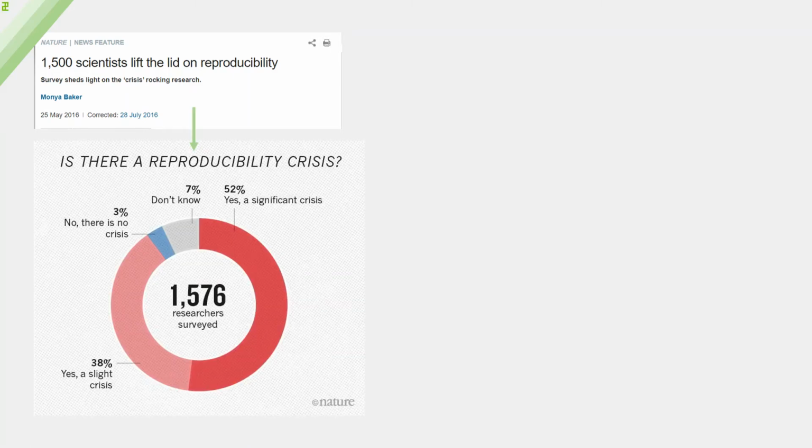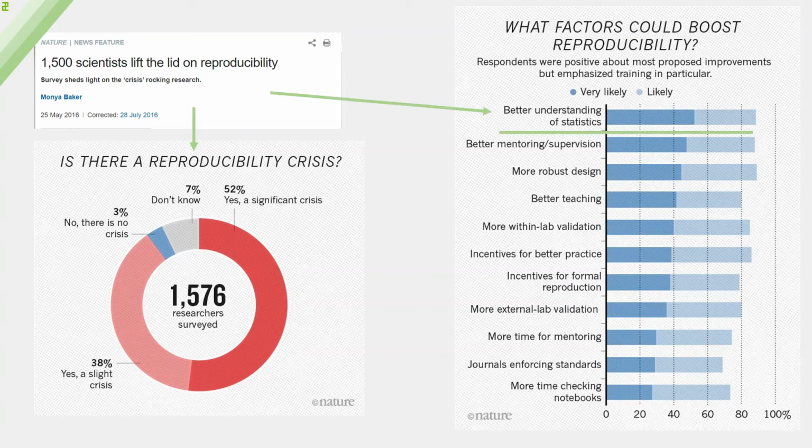Later, in 2016, a survey published in Nature found that of 1,576 researchers, 52% believed there was a significant crisis, and 38% believed there was a slight crisis. This, of course, makes up 90% of the total researcher population they surveyed believing there was some form of crisis. Among this group, they self-identified that a better understanding of statistics was the number one factor that could boost reproducibility.